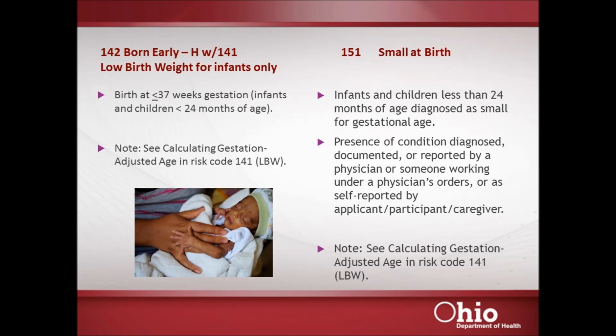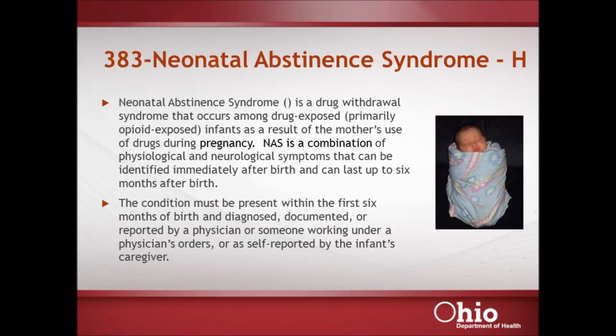Risk codes 142 for the infant born early, 141 for low birth weight, and 151 for small at birth correspond to these conditions. See the risk code PowerPoint training for additional information on these codes. The new WIC certification system will include a risk code specific to infants with NAS, code 383. Health professionals will need to begin using that code when it is available. Until then, use risk codes corresponding to symptoms the infant exhibits.